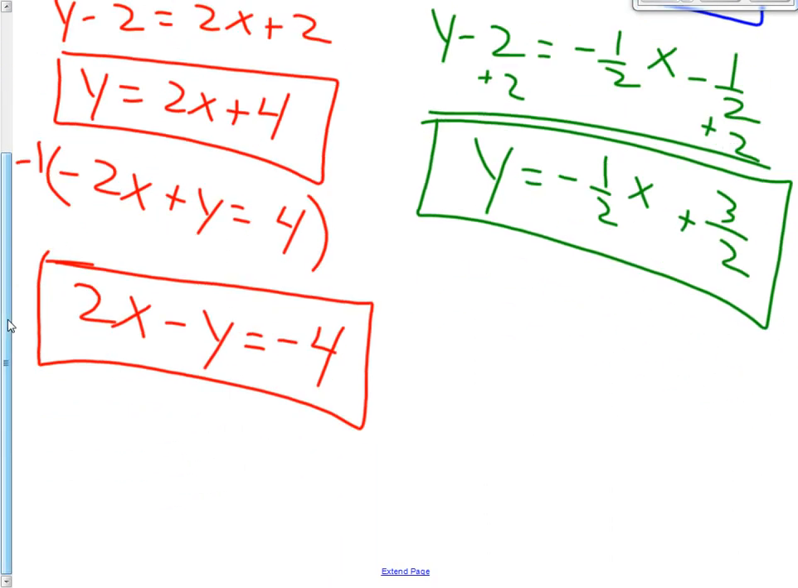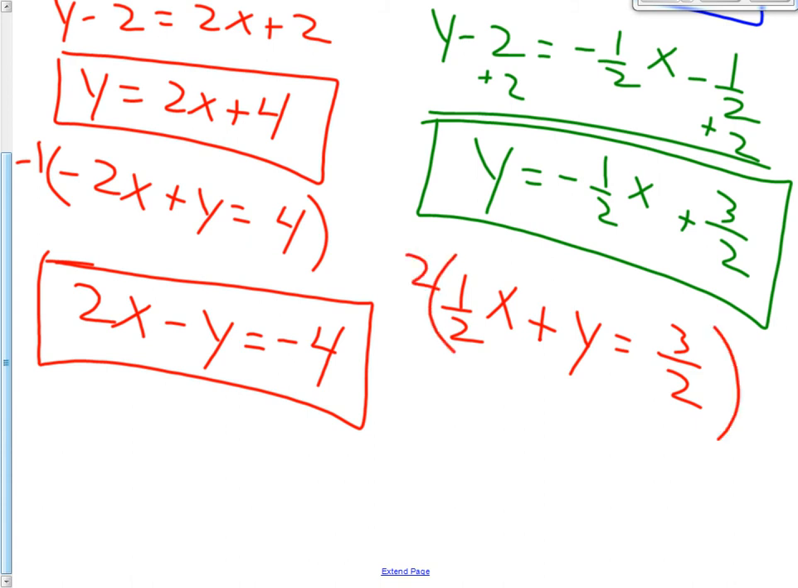It's our slope-intercept form. And now finally getting it into standard form, let's add the 1/2. So 1/2 x plus a y equals a positive 3/2. I cannot have fractions in my answer, so what I'm going to do is multiply everything by the denominator of 2. And then I would get 1x plus 2y equals a positive 3. X plus 2y equals 3.